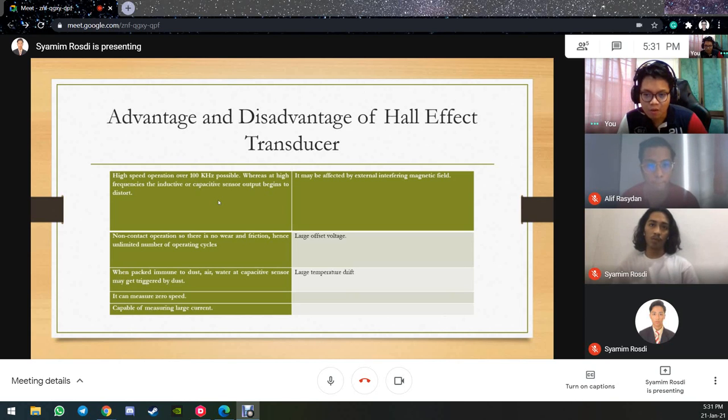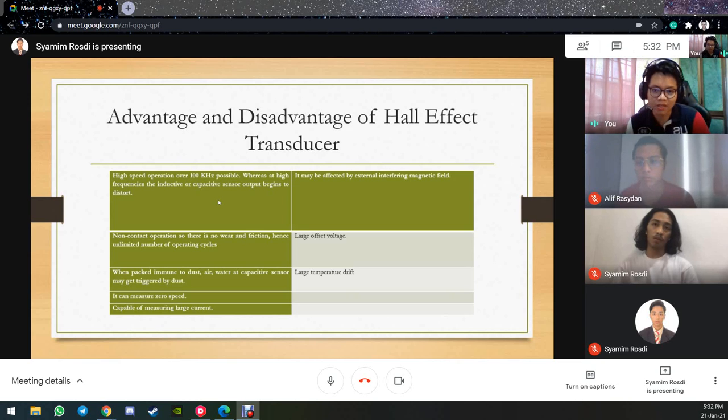Number 3: when packed, it is immune to dust and water, whereas a capacitive sensor may get triggered by dust. It can measure zero speed and is capable of measuring large current.